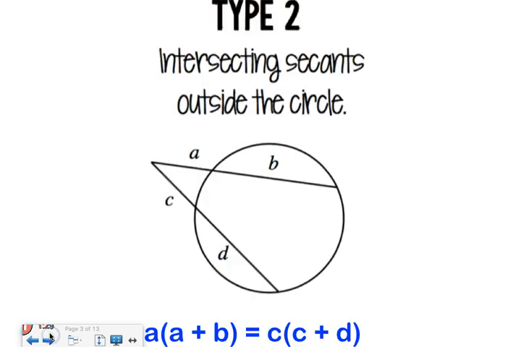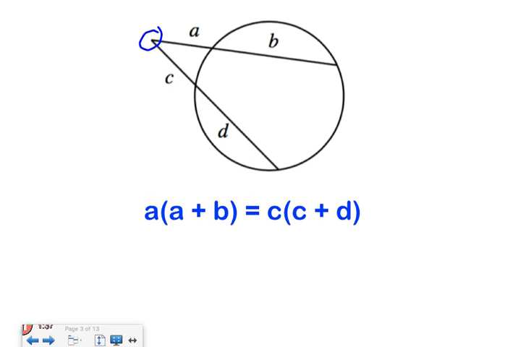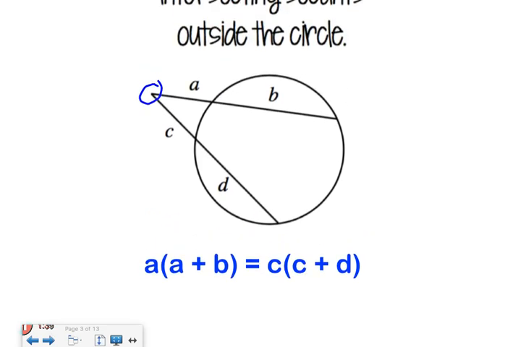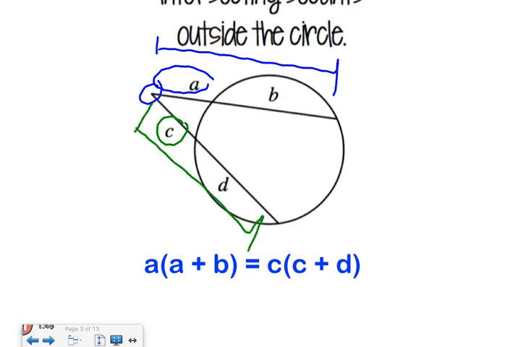Our second type is when we have 2 secants that intersect on the outside of your circle. This one's kind of goofy. On this one, you're going to take the outside chunk times the whole length and set it equal to the other guy. The outside chunk times the whole thing. That's what happens on the outside of your circle.